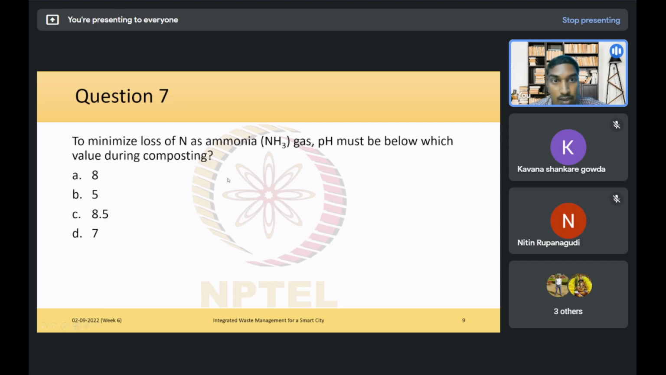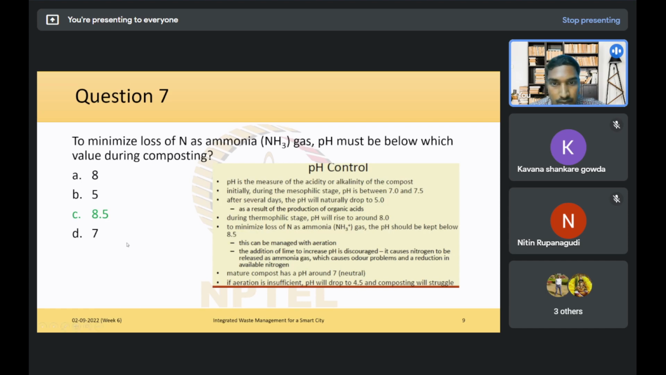But when it goes beyond some value, the nitrogen present in the waste will be converted to ammonia gas, right? Once it becomes ammonia gas, it will leave the system. So we will be losing nitrogen, and therefore our carbon to nitrogen ratio will be affected by this, so the composting process will be affected. So to prevent that, we must maintain the pH value. There is a value of pH which should not be crossed, and that value is 8.5, right?